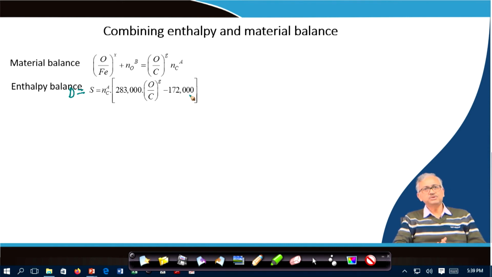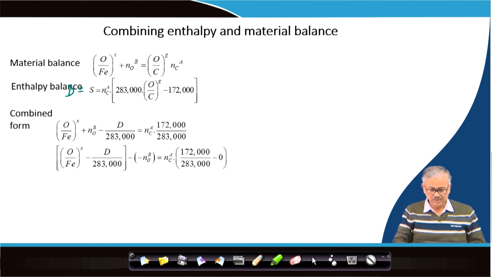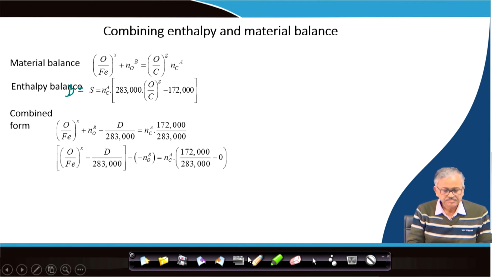If we combine these two equations, how do we combine? Basically, I will eliminate the O by C from both equations. If I do that, then we get the combined equation like this, that is O by Fe plus NOV minus D by 283,000 is equal to NCA 172,000 by 283,000.